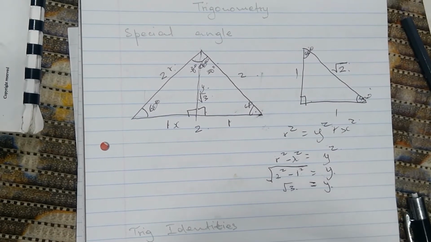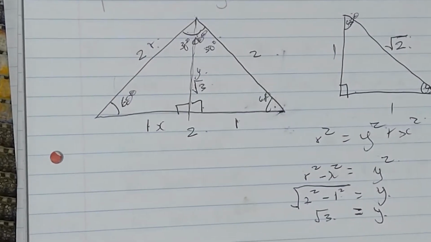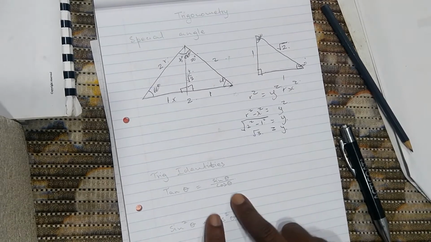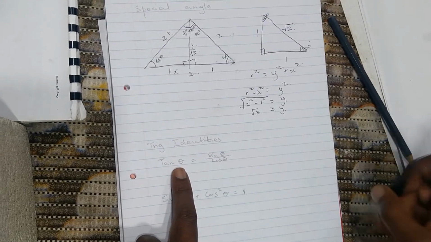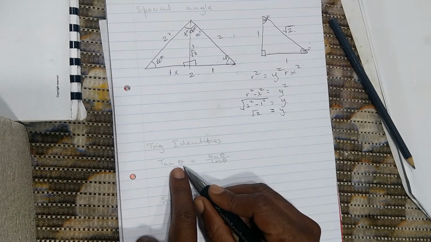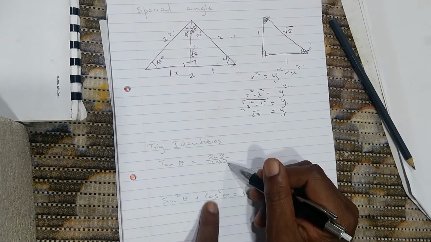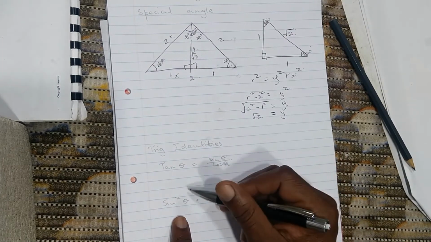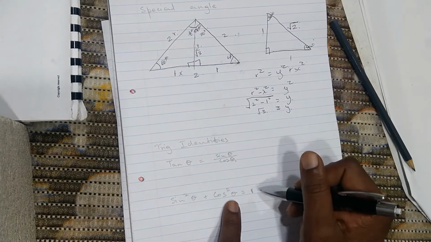Another thing I wanted to talk about, before we go into our examples, is these three identities that you learned in grade 11, which are required for your grade 12. You need to express your tangent of theta, most of the time, as sine theta over cos theta. Another identity you need to understand is that sine squared theta plus cos squared theta is equal to 1.